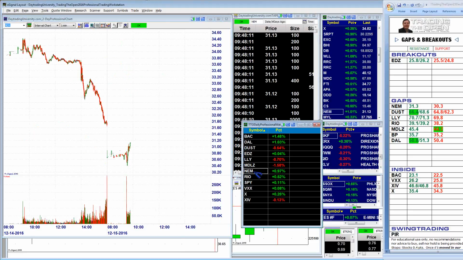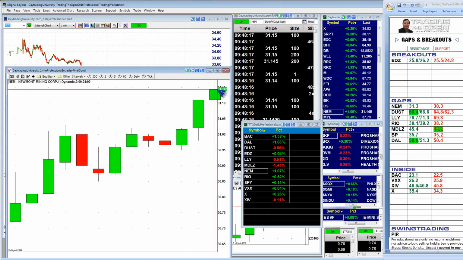Who else is starting to run here? Newmont's trying to get a little bit of pep in its step. 31.30, the long, not there yet, but headed our way. Getting some buying pressure, lifting up to new highs.